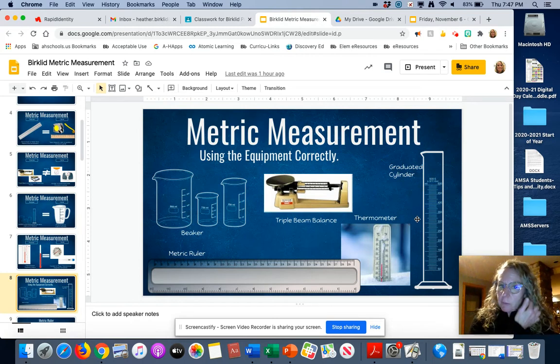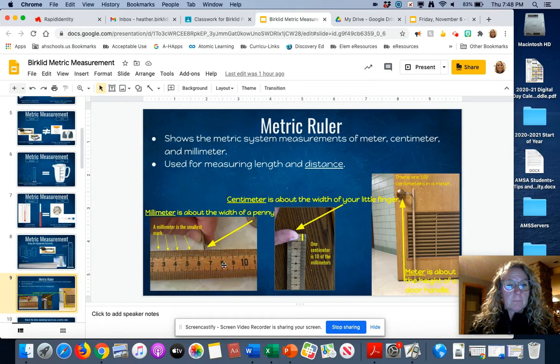Again, in science, we use beakers and graduated cylinders to measure volume. We use balances to measure mass, thermometers to measure temperature in degrees Celsius, and metric rulers to measure length, and in science, we use centimeters. So the metric ruler is used for measuring distance or length, and you can measure in meters or centimeters and millimeters.